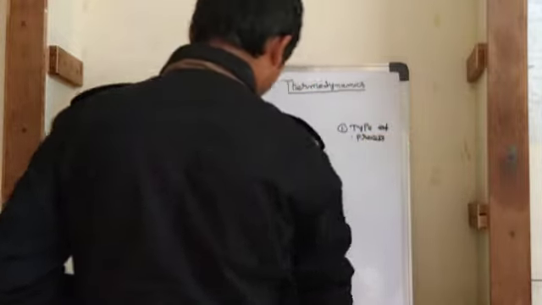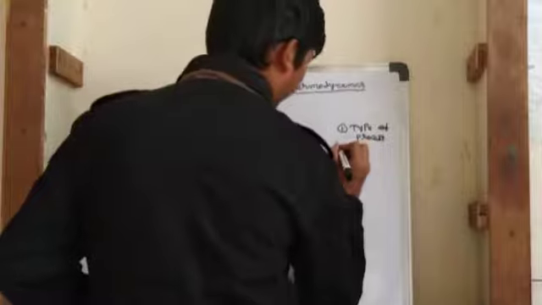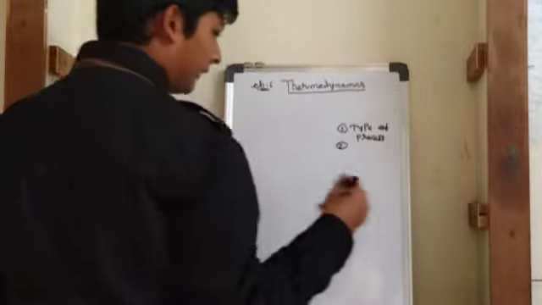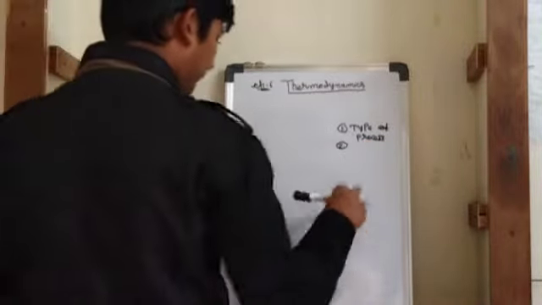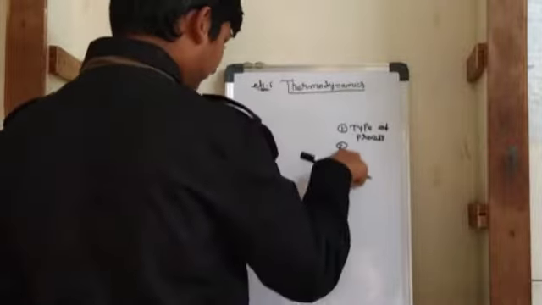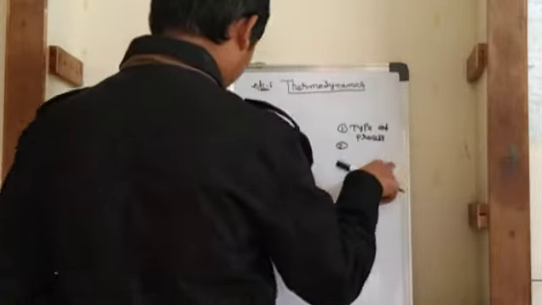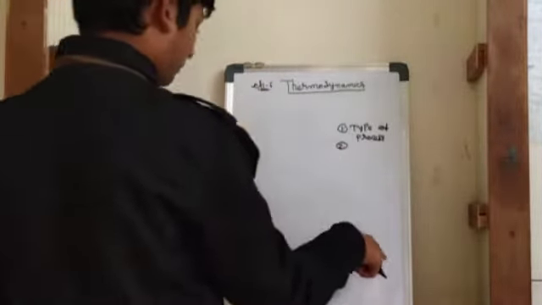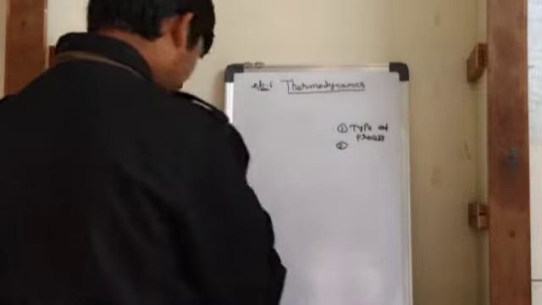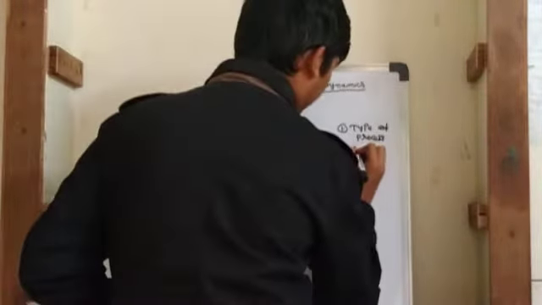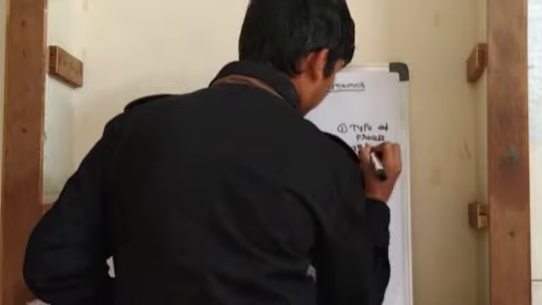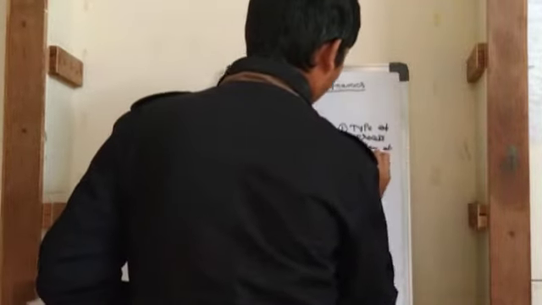Types of process. Second, there will actually be two differences between processes. One is isothermal and adiabatic, one is isochoric and isobaric. That difference it will be, and the second topic will be the first law of thermodynamics.